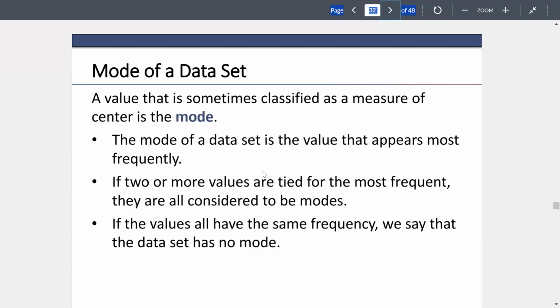If two or more values are tied for being most frequent, then they're all considered to be modes. So if you have two values that repeat the same number of times, and it's more than everything else, then you have multiple modes. If the values all have the same frequency, then we say the data has no mode. In that case, you have a uniform distribution.